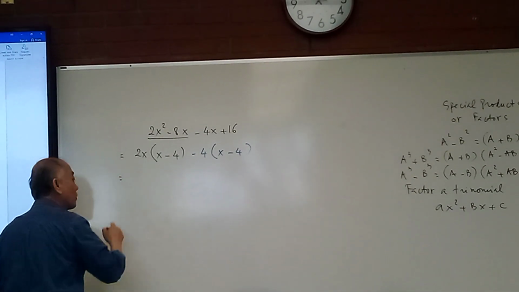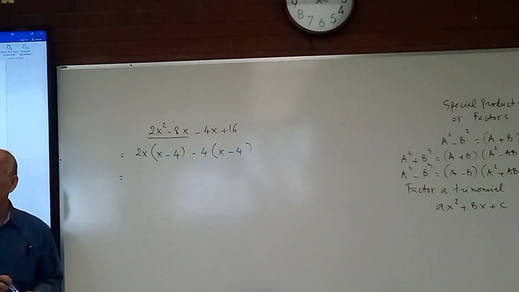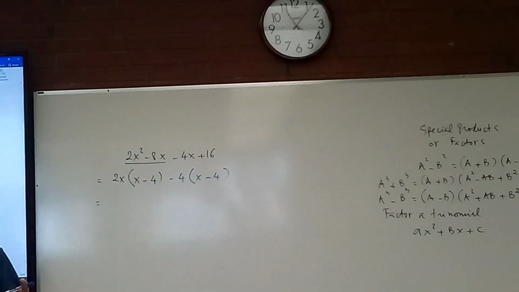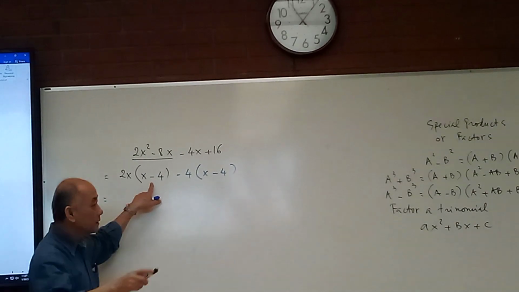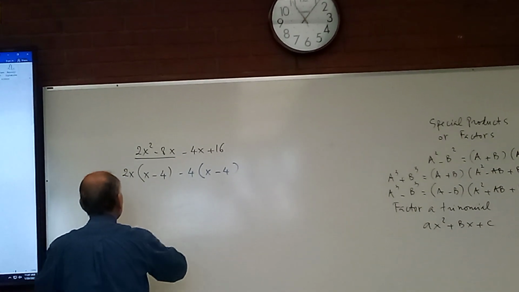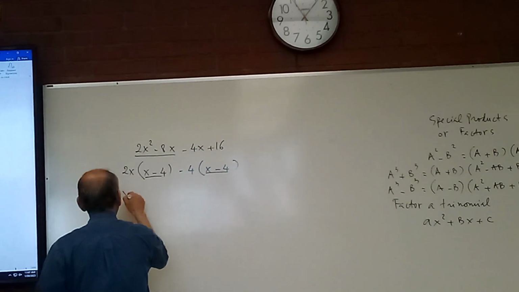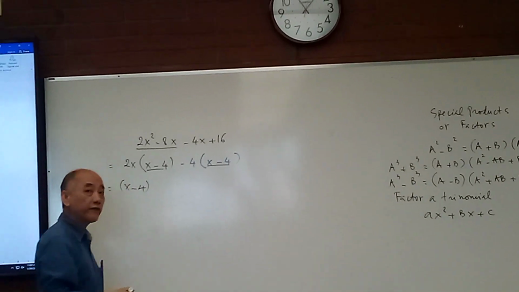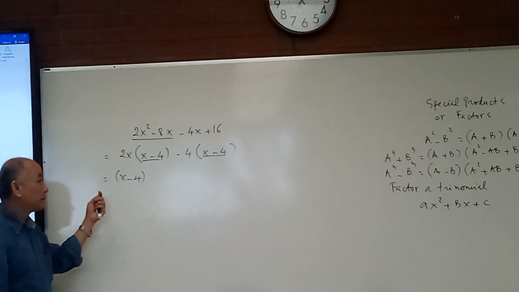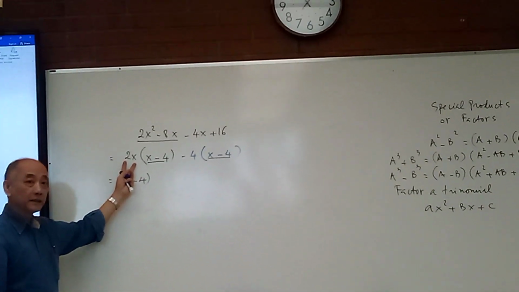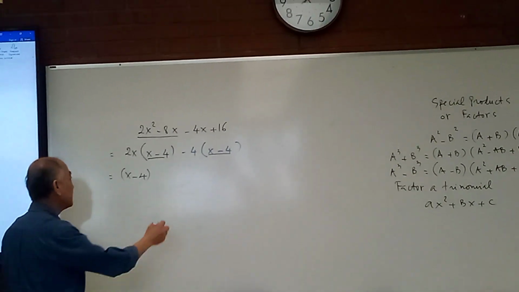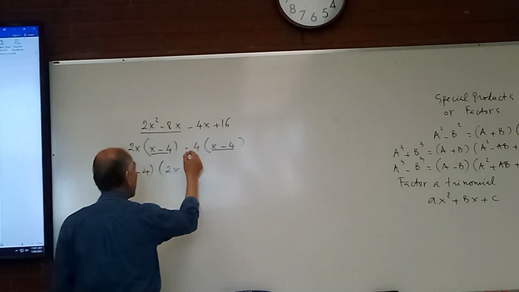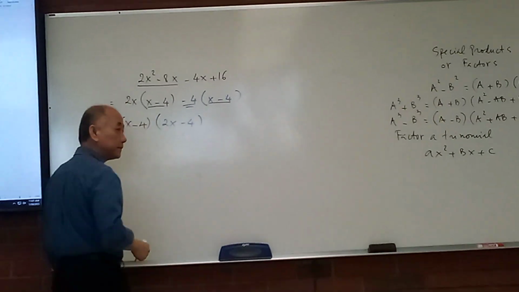Okay, what's the next step? What's the greatest common factor of these 2 groups? x minus 4, from the previous one. Yes. So you just factor x minus 4 out. And what's remaining for the first term? 2x. You just copy whatever term is left after we factor out the x minus 4, and the second one will be negative 4.